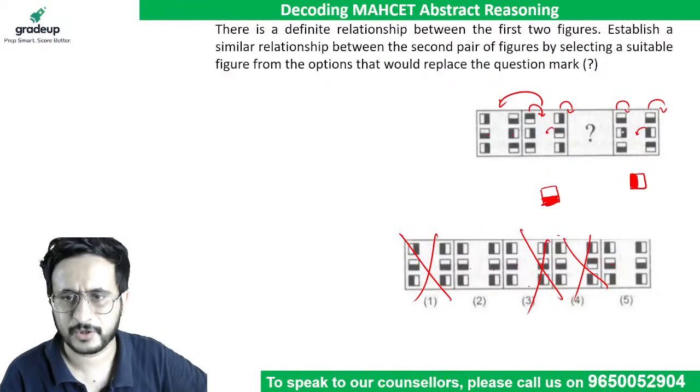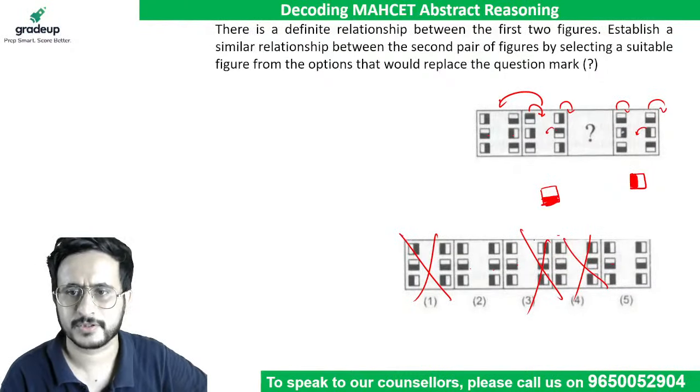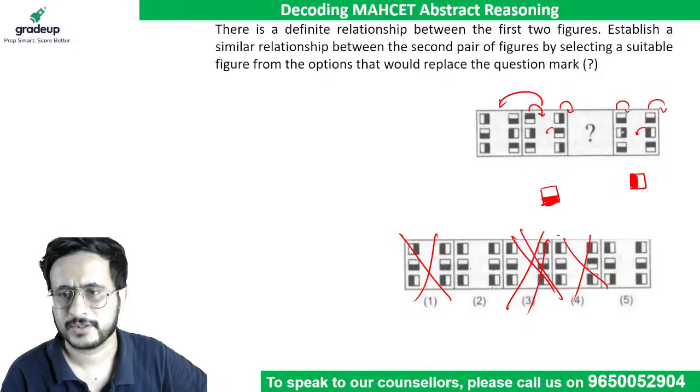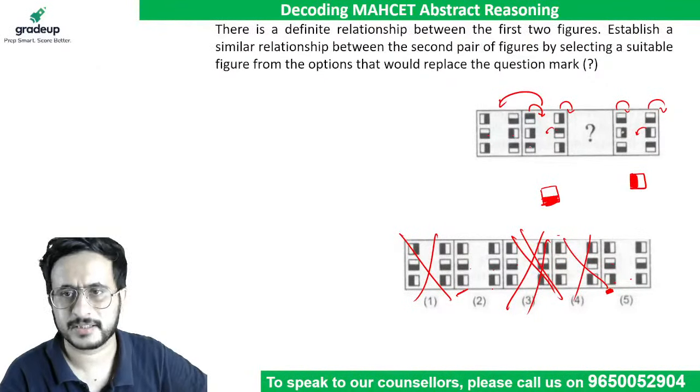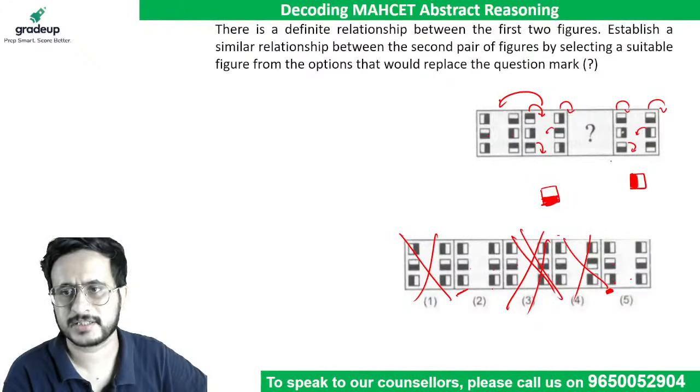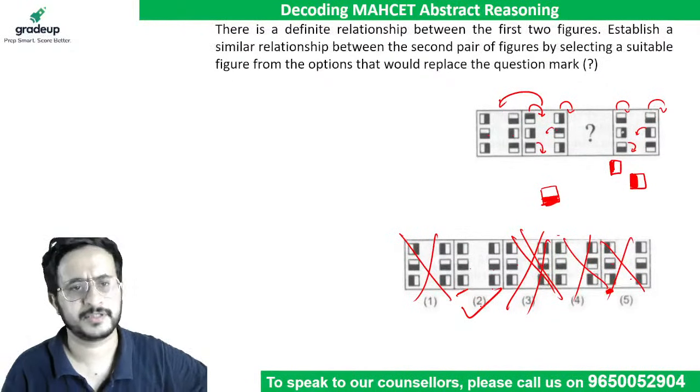Now we are left with 2 options basically. So this is same, this is different, right? So check for this element. If you see this element, it is like rotation in this direction. So rotate this in this direction, you will get this side shaded and this side clean, right? So that means this again can be eliminated. The answer is option 2.